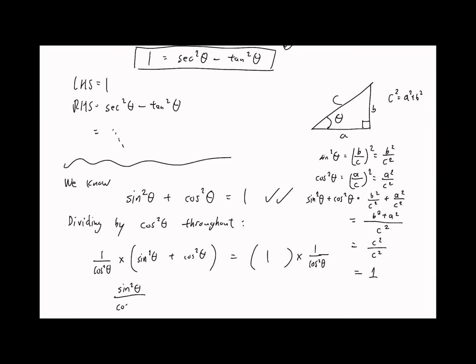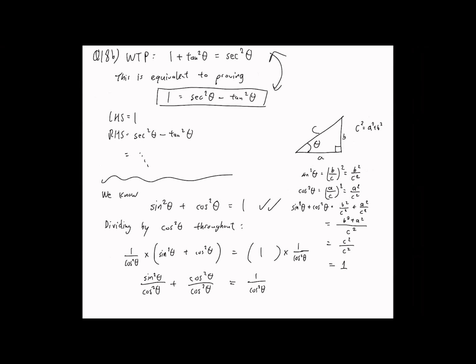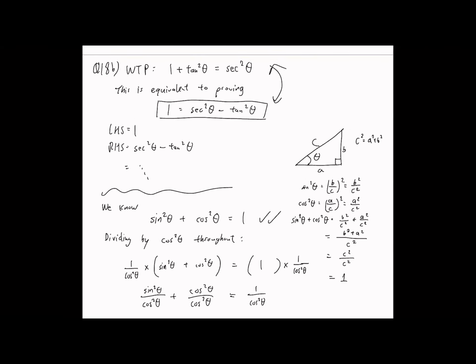So what you essentially get is sine square over cosine square plus cos square over cosine square, and 1 times 1 over cos square. Now is when the magic happens. Why did I even want to divide by cosine square in the first place? Other than the fact that I have the answer key, it's because I saw this guy, tangent square.